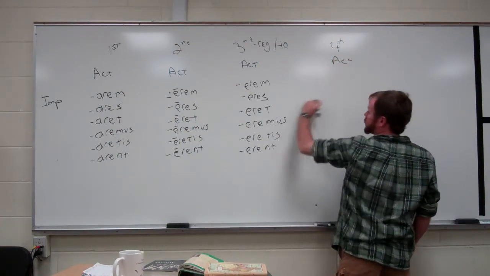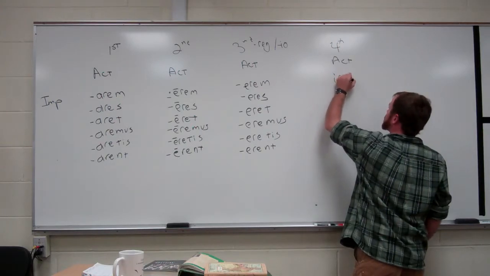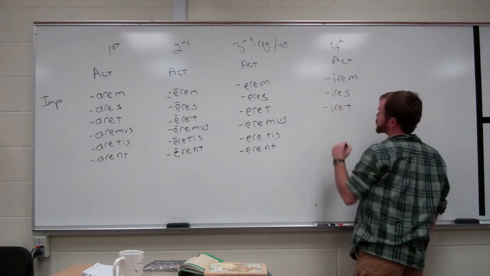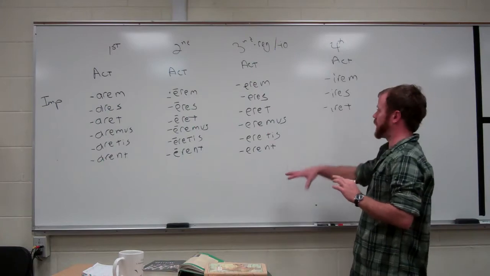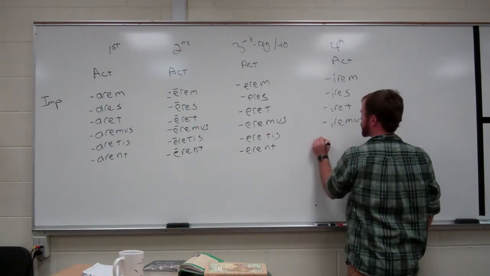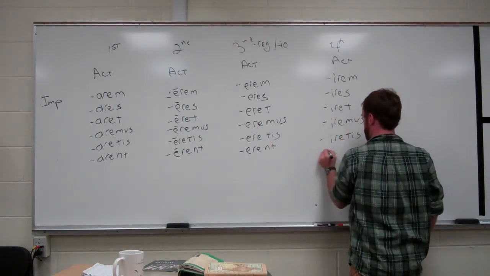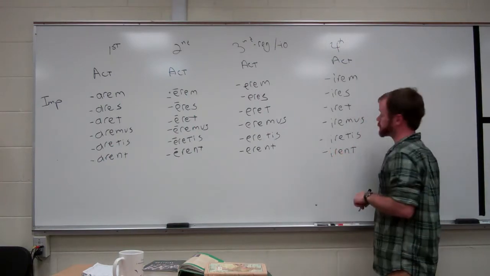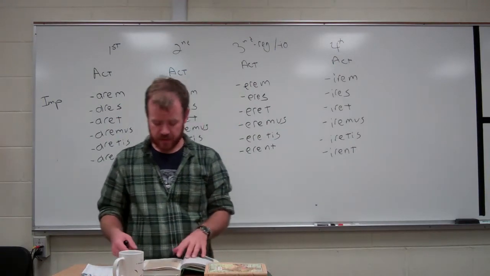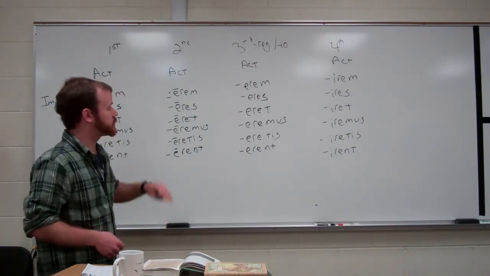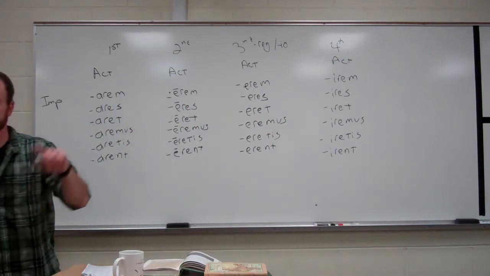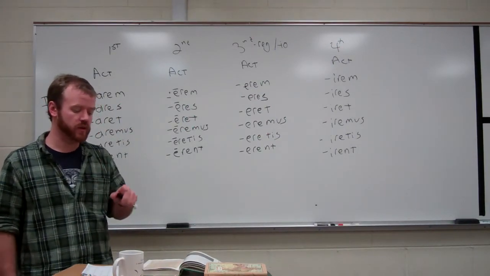Then fourth, active column, imperfect row still: I-R-E-M, I-R-E-S, I-R-E-T, and I'm sure by this point some of you have skipped ahead and you've seen me with the finished chart. That's fine. I-R-E-M-U-S, I-R-E-T-I-S, I-R-E-N-T. And that's it. So that's how you form the imperfect subjunctive. Take the second principal part and you add the endings M, S, T, MUS, TIS, NT. That's all there is. Alright, so the next video you guys are going to want to watch is the video about the pluperfect subjunctive.